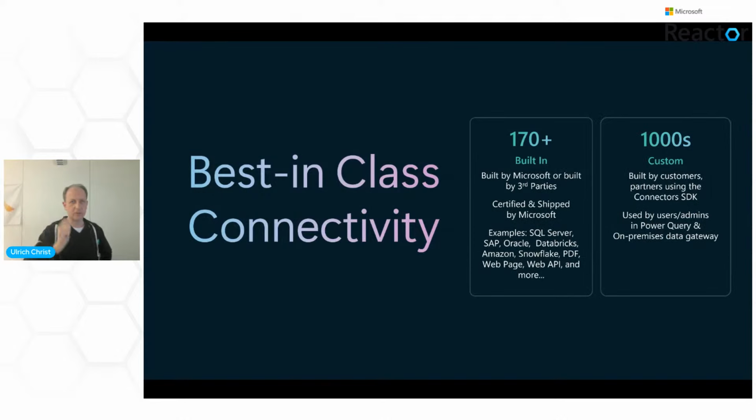Let's briefly summarize what we have in terms of connectivity. Fabric comes with 170 plus connectors out of the box, built by us or by third parties. So that's what you get from the platform for free out of the box. The whole platform is also extensible, right? There are thousands of custom connectors which third parties have built, in many cases also certified, based on an SDK which we provide. So the whole thing can also be extended to your own connectors if you find gaps in our offering.